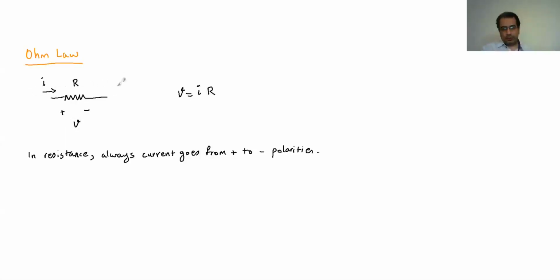If we know I goes in this direction, then this end is always going to be positive, and the other end is going to be negative. So these two are always like that. Remember, it's only for the resistance, not other elements, but the resistance is the majority of the work we are going to do. Remember, that is always like that. The current goes from the positive end of the resistance to the negative end of the resistance.